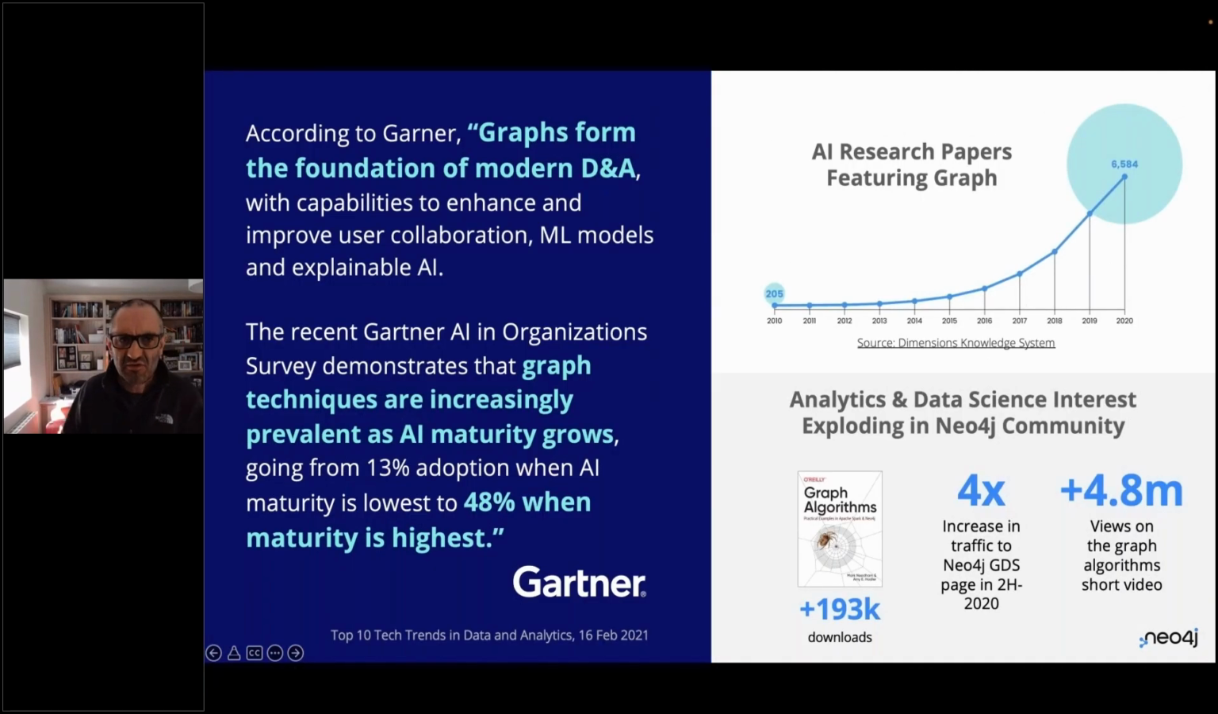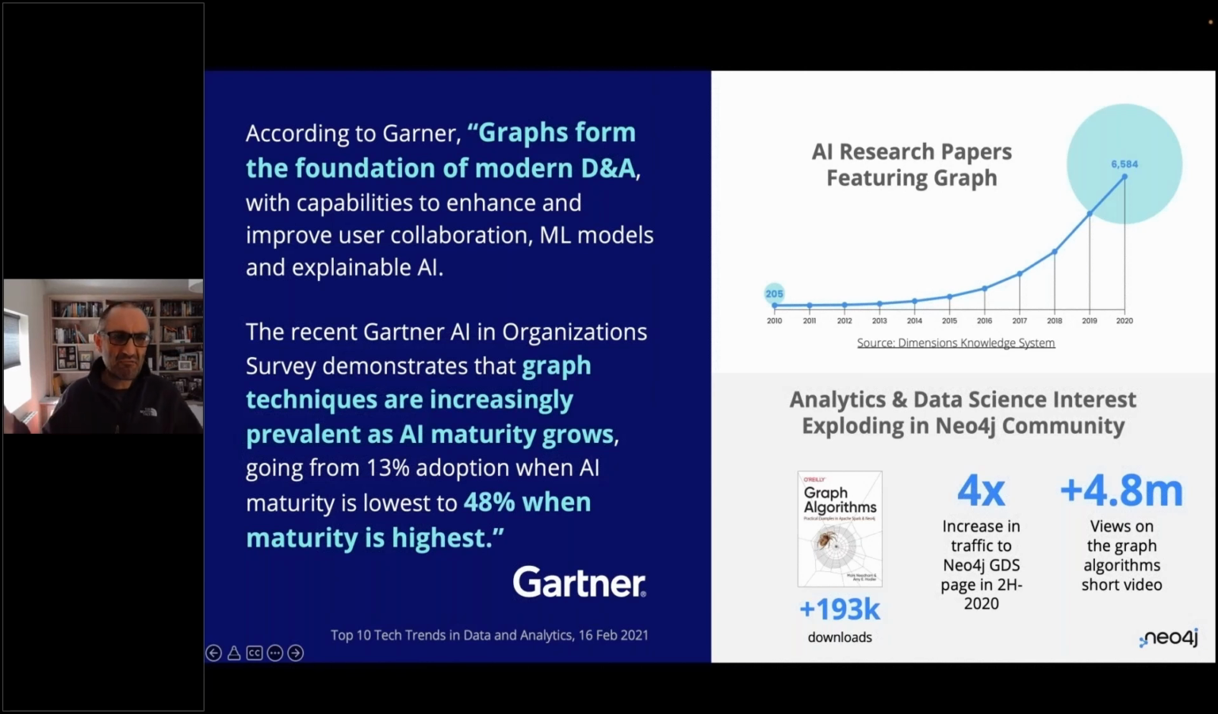There is industry stalwart here, Gartner, who are really saying quite strongly that modern data science is predicated upon graphs. We see this here at Neo4j. We see an absolute explosion of interest in Neo4j's graph data science stuff. We have a graph algorithms book, which you can download from our website, that has 250,000 downloads now.